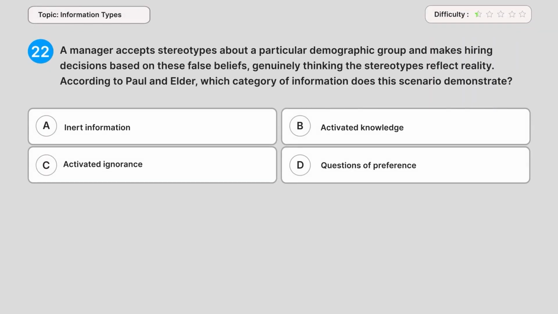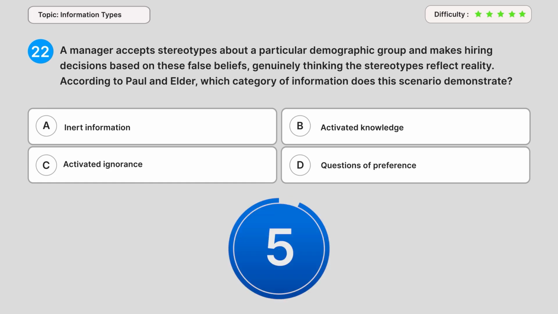22. A manager accepts stereotypes about a particular demographic group and makes hiring decisions based on these false beliefs, genuinely thinking the stereotypes reflect reality. According to Paul and Elder, which category of information does this scenario demonstrate? A. Inert information. B. Activated knowledge. C. Activated ignorance. D. Questions of preference. Do you know the answer?